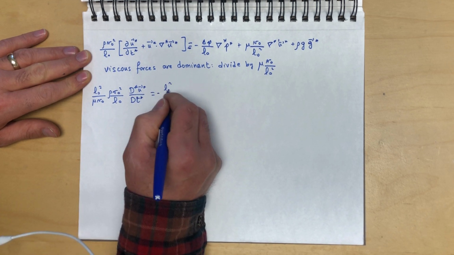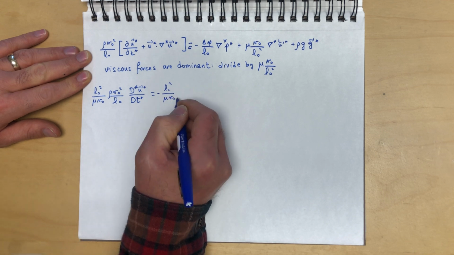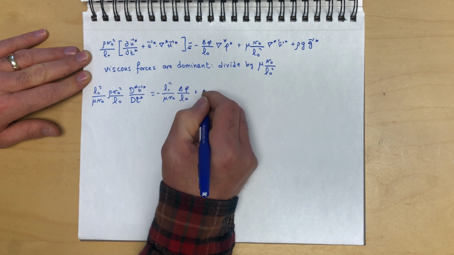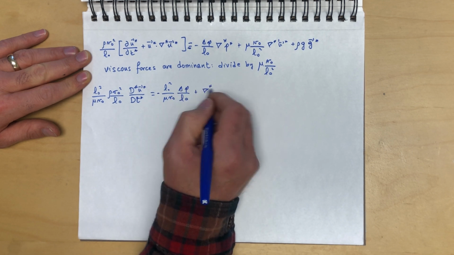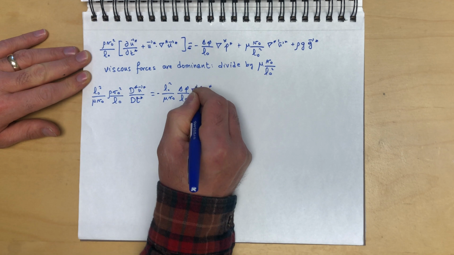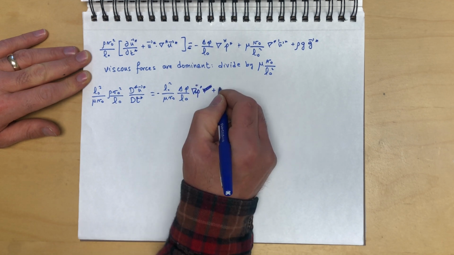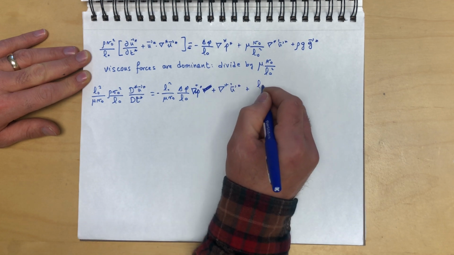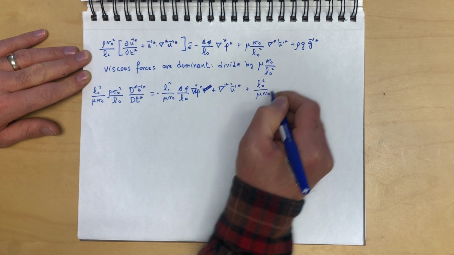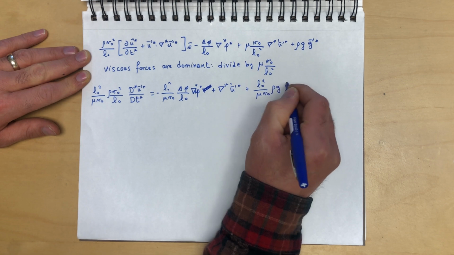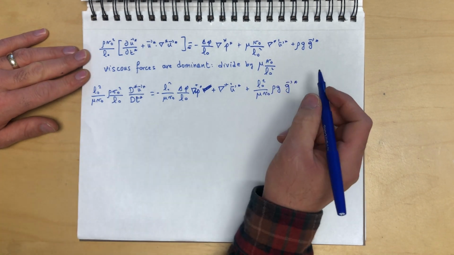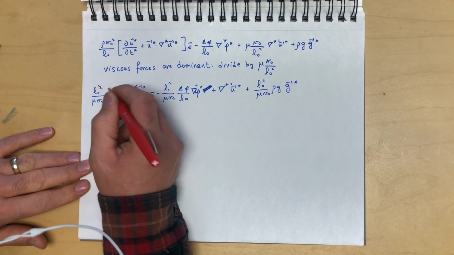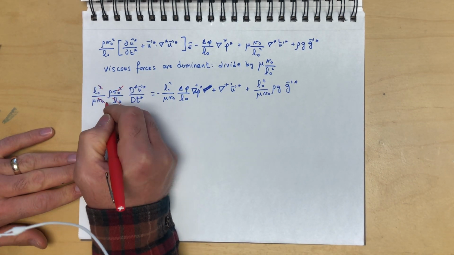minus L0 squared over mu V0 times delta P over L0 times grad P, plus del squared U plus L0 squared over mu V0 rho G times G star. Okay, so now we can start simplifying terms. This guy cancels out with that guy. This velocity cancels with this guy.